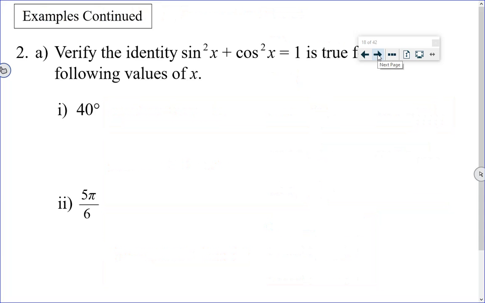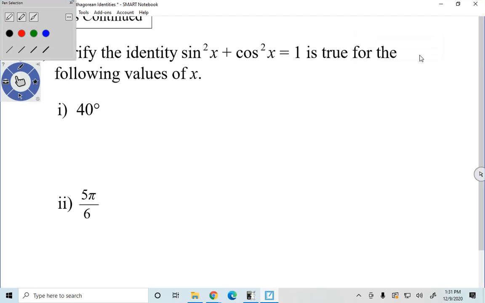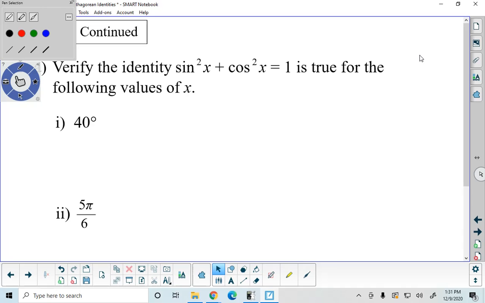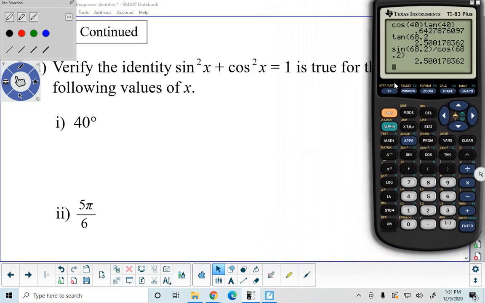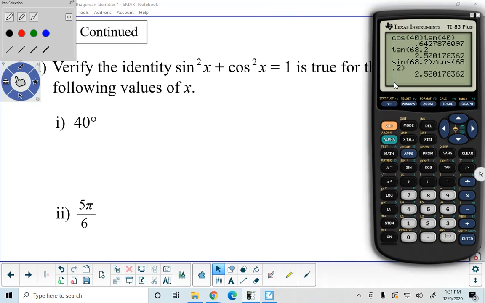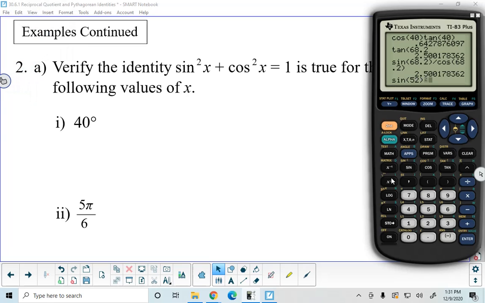The first thing is verify that that's true for the following values of x. We can do this with a graphing calculator. Again, sine squared plus cos squared equals 1 is the most popular of the identities. I can take the sine of 52 degrees and square that, plus the cosine of 52 degrees and square it. I get 1. If I do the same thing with what we were asked to do, which I didn't read the question, is 40 degrees.